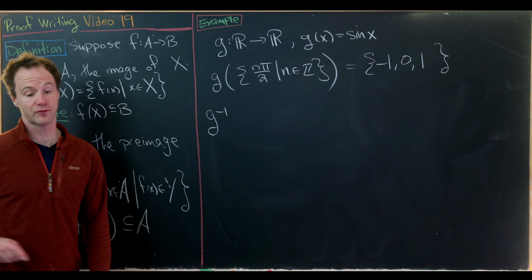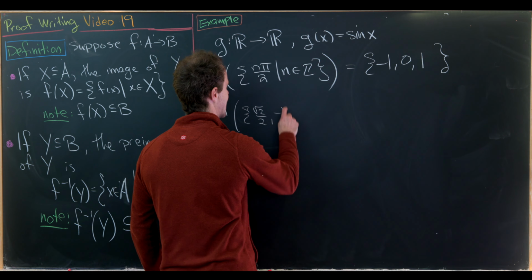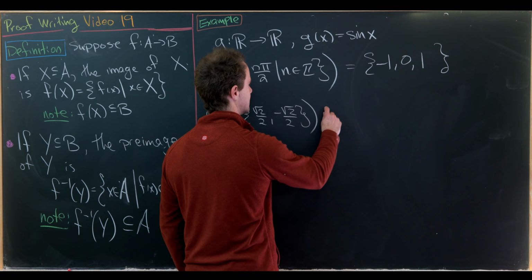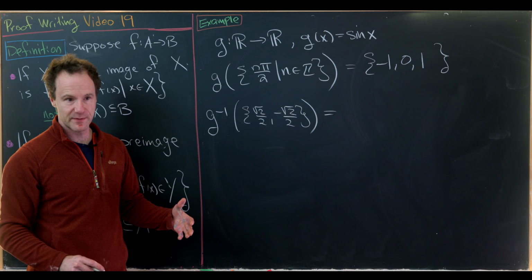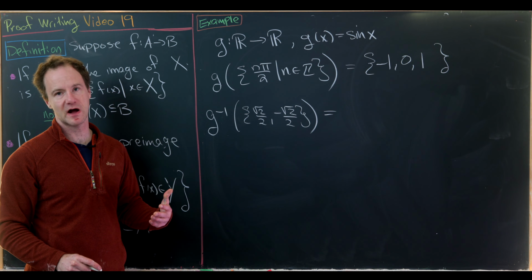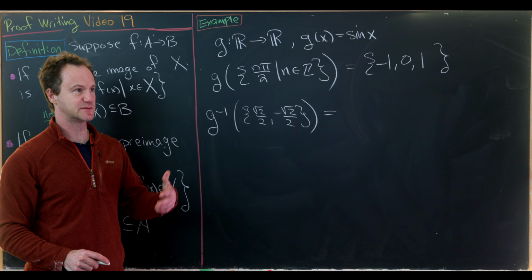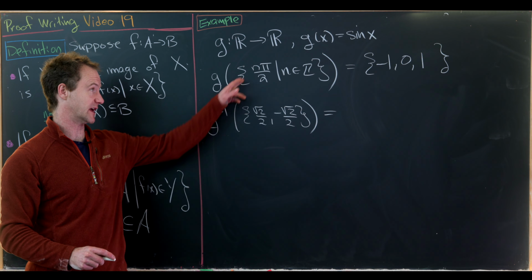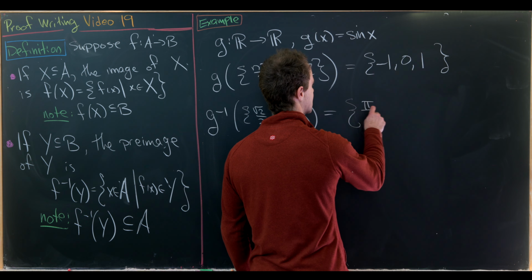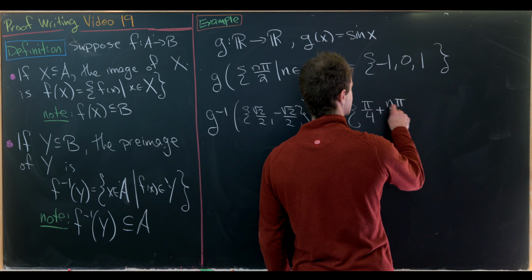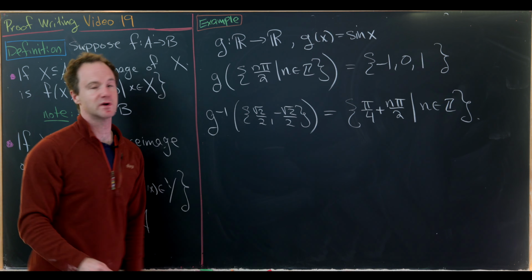So let's take the preimage of the set containing the square root of 2 over 2 and negative the square root of 2 over 2. So let's notice that this will be everything of the form pi over 4, 3 pi over 4, 5 pi over 4, 7 pi over 4, and so on and so forth. But let's notice that those are everything that is pi over 4 away from something that is n pi over 2. So we can actually write that set as follows. It's going to look like pi over 4 plus n times pi over 2 as n ranges through all integers. So we'll get something like that.